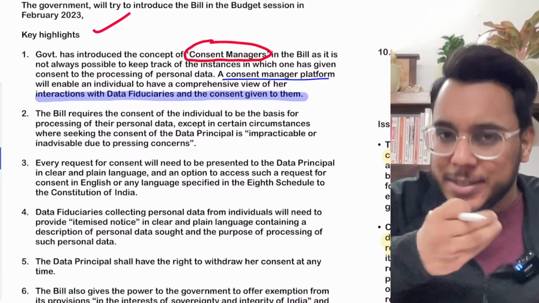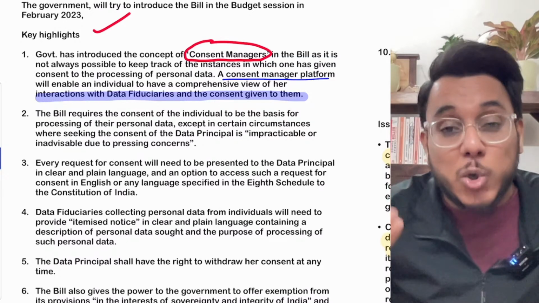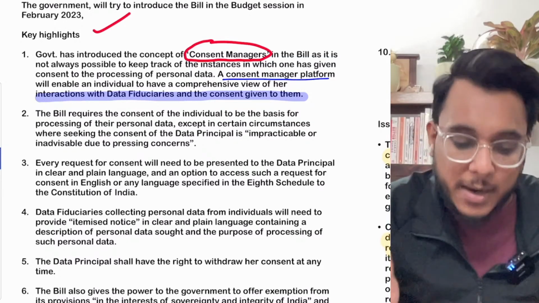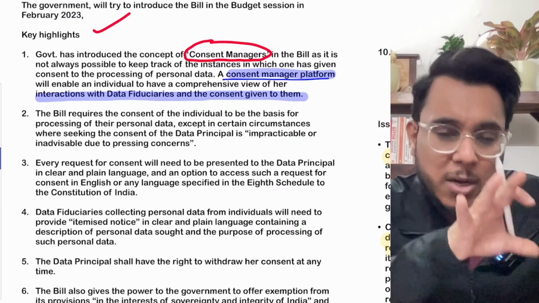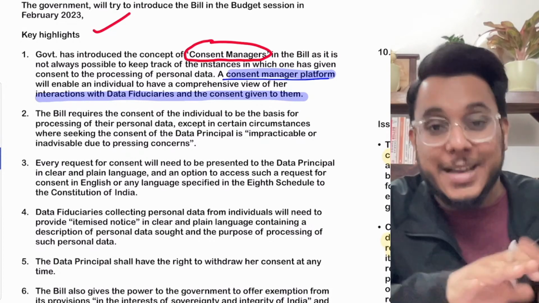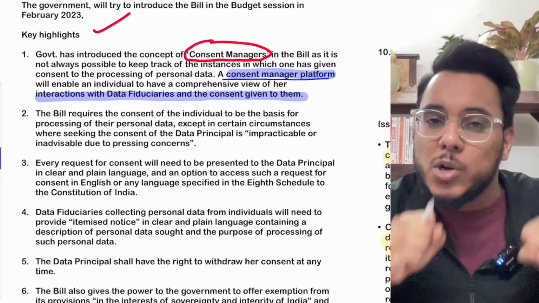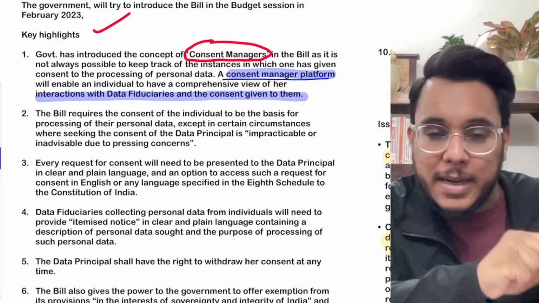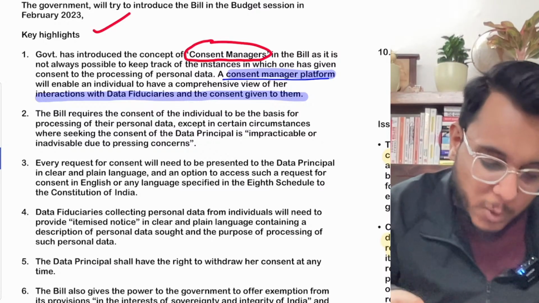Many times we sign terms of contract, many times we give consent, and we don't even know that we gave a consent 5 years back. So this consent manager platform will have all those details: these are the 10 or 15 or 20 websites on which you have given your consent. You can know that. Secondly, you can also withdraw your consent, saying no, I don't want you to use my data anymore. You can withdraw that particular consent also. So that has been provided.